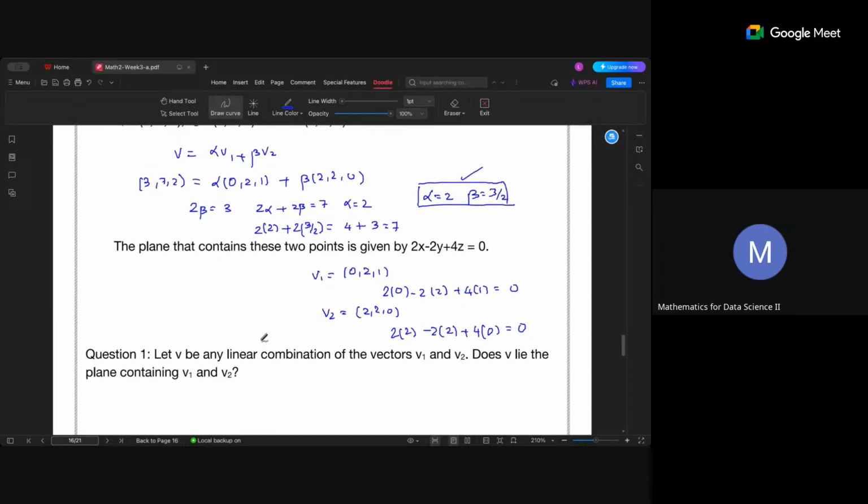Now let v be any linear combination, not necessarily this v, of the vectors v1, v2. Does v lie in the plane containing v1, v2? What is your answer?